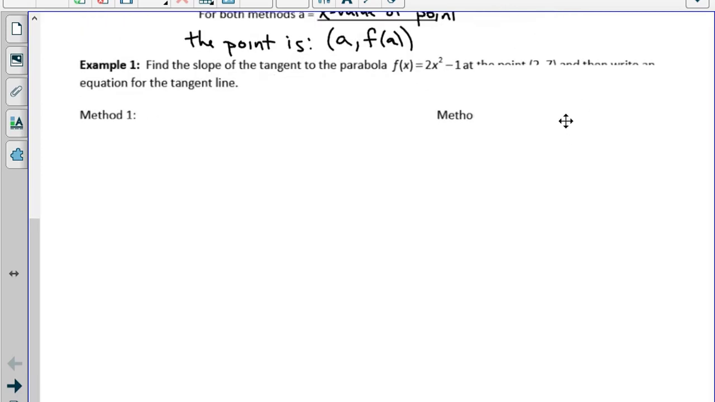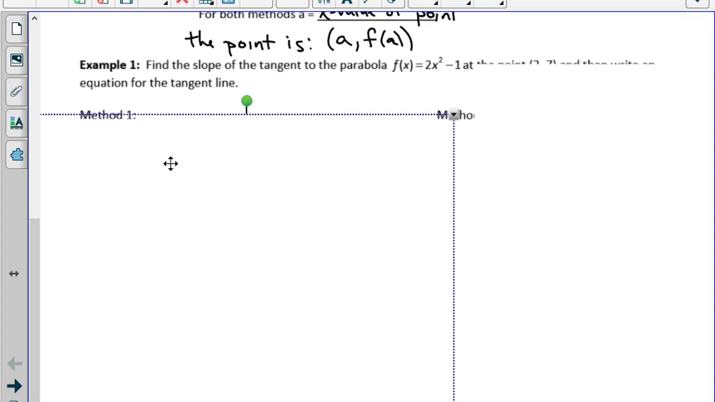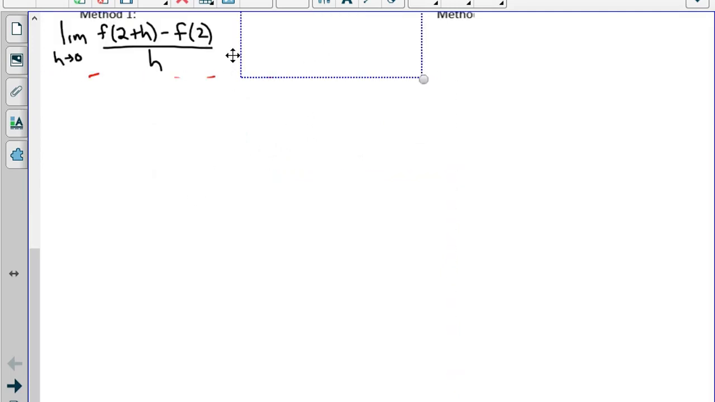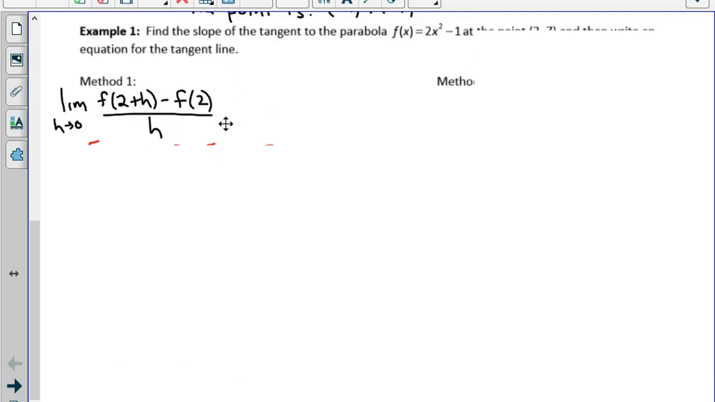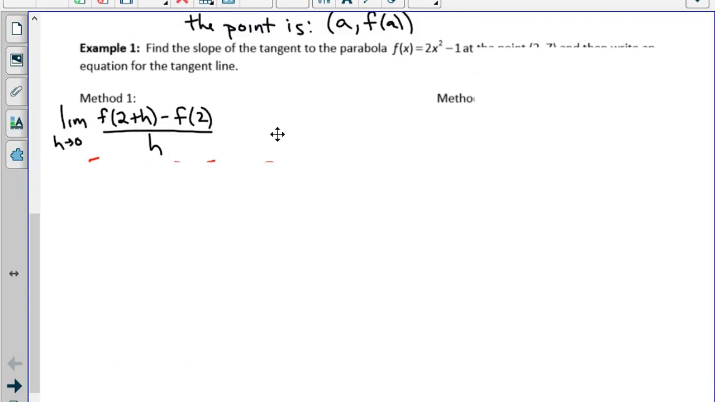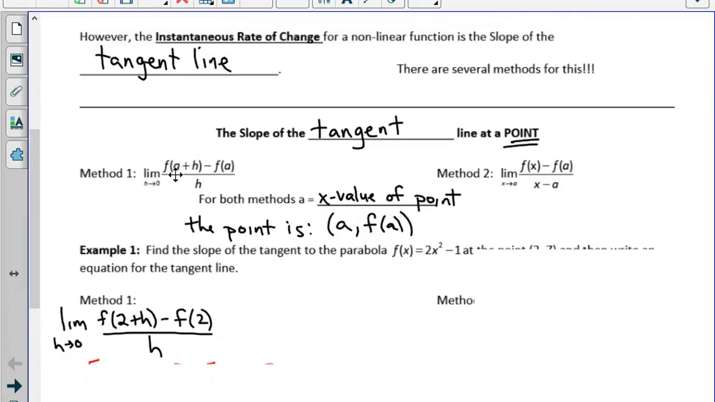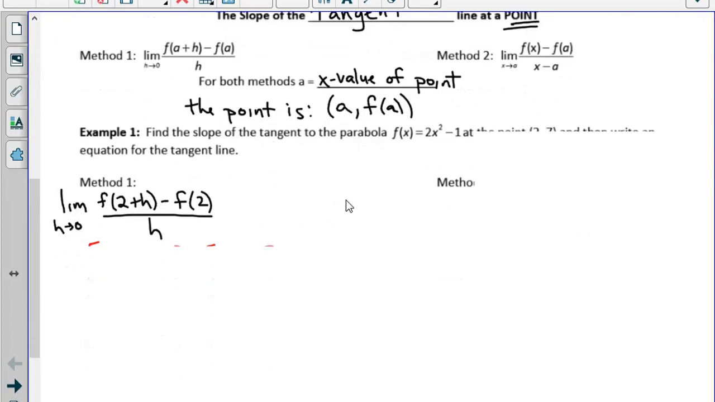So we're going to find the slope of the tangent to the parabola, f of x equals 2x squared minus 1 at the point 2, 7, and then write an equation for the tangent line. Okay, I have to cover that up because it's part of method 2. So if we're looking at method 1, the first thing we will do is we will have the limit as h approaches 0 of f of 2 plus h minus f of 2 all over h. Notice that that's just taking the formula and replacing a with the value of a, which in this problem is 2.